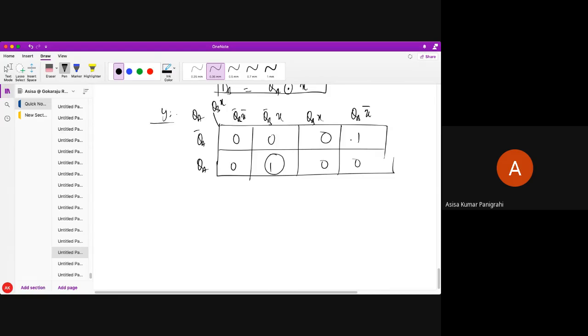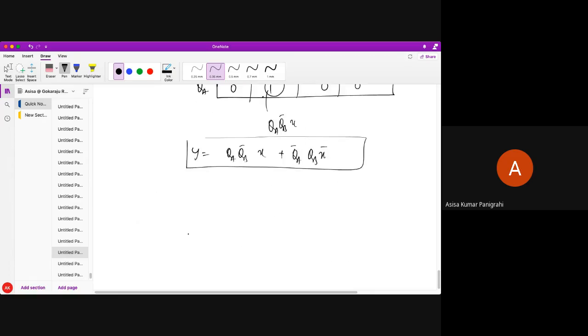And the grouping? This is one grouping, this is another grouping. Here we got QA QB bar X, here we got QA bar QB X bar. So Y will be like this: QA QB bar X plus QA bar QB X bar. So this is my output Y. Okay. Now what do I have to do?